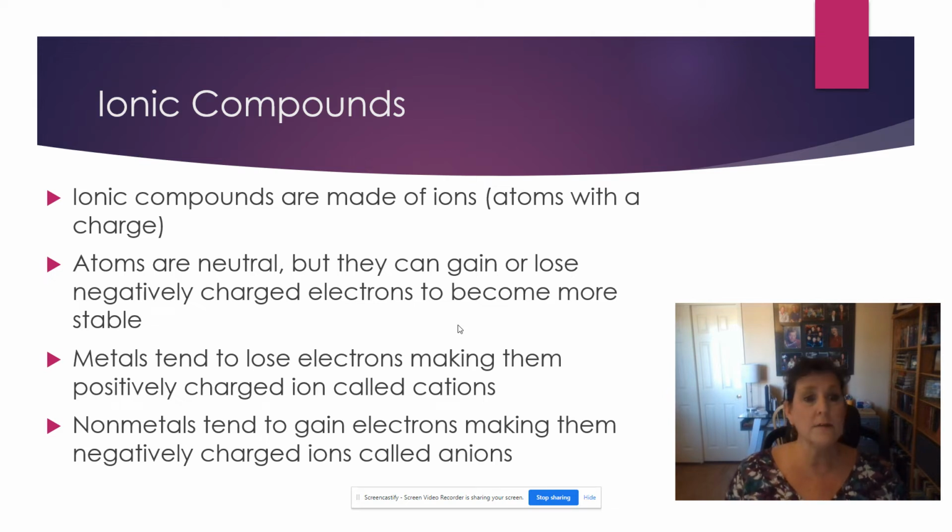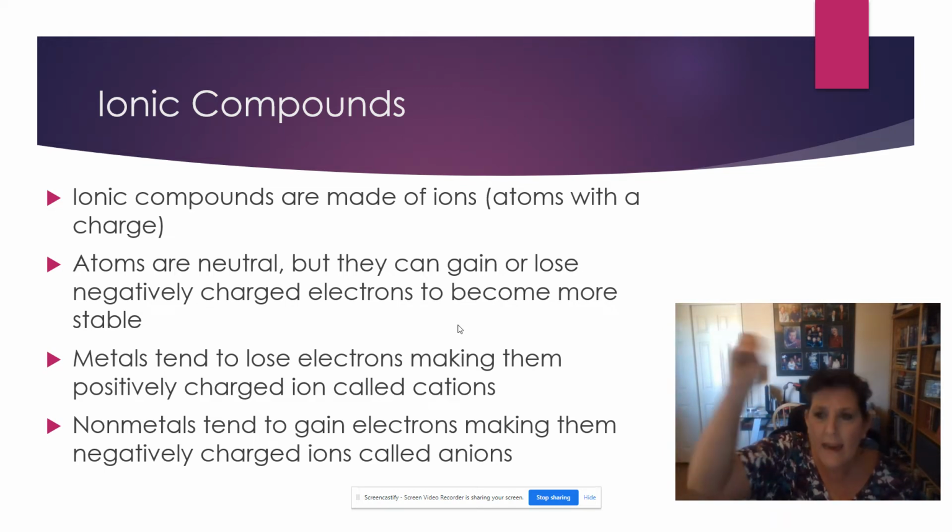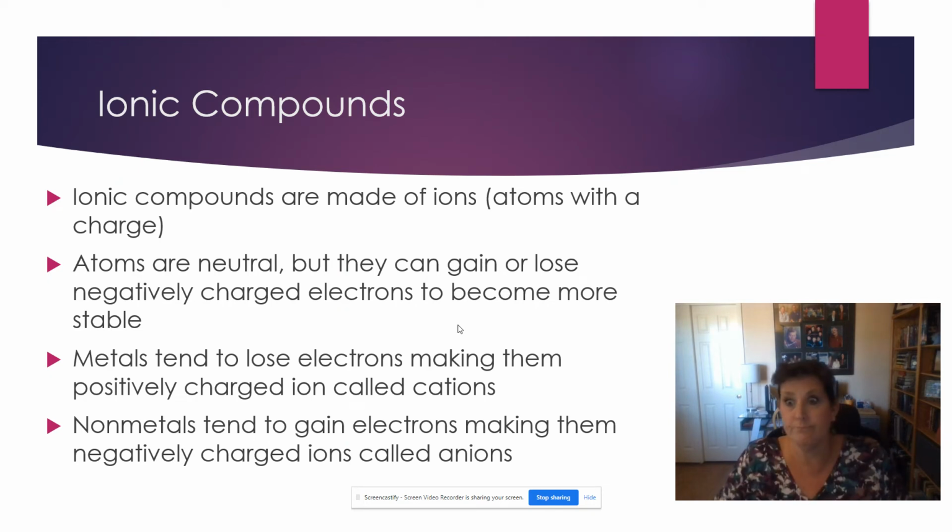Now, the nonmetals tend to gain electrons, which are negatively charged. So if you're gaining more negativity, what happens to you? Well, you become more negative. So nonmetals tend to gain electrons, which are negative, making them negatively charged ions. We call them anions, like the anode of a battery is the negative part of the battery. Anions. And so nonmetals can be -1, -2, -3 charged. And we're going to learn about that today.